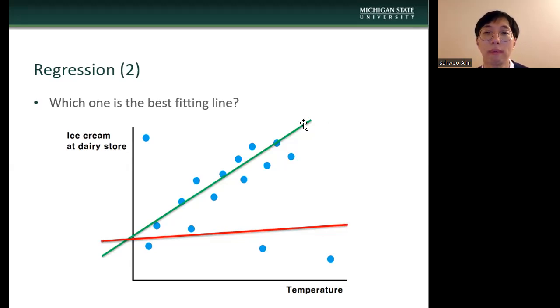So in conclusion, to summarize, the green one is the best fitting line, best representing the relationship between temperature and eating ice cream with a small amount of error. However, the red line does not represent the relationship well. It's not a best fitting line and has a large amount of error. So in this way, when you review regression, you have to think about which line is the best fitting line, which best represents the relationship, and how much error each line has in the relationship.